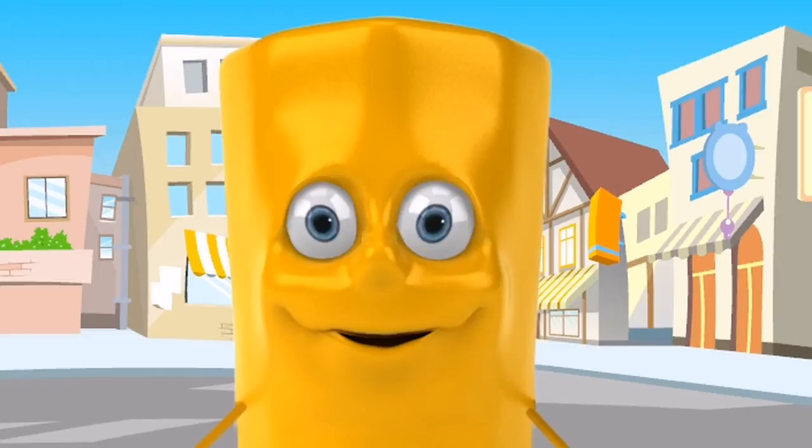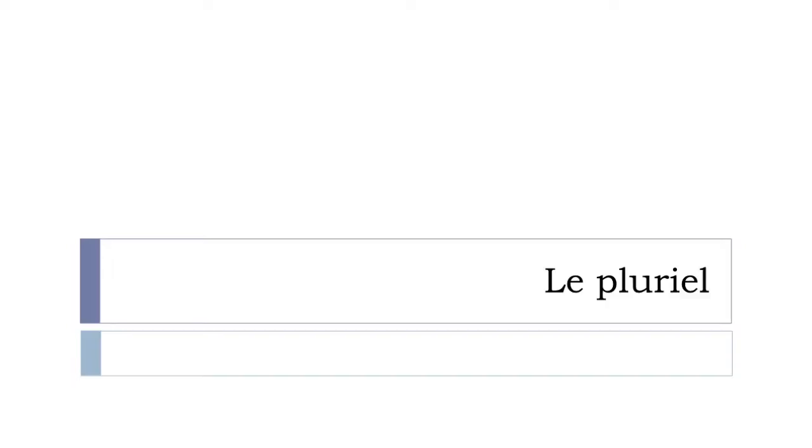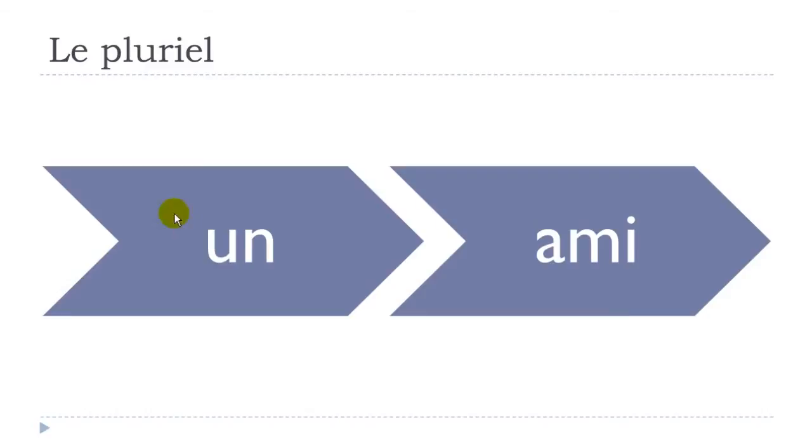And we'll discover together the plural form, how to construct or how to make a plural form. So it's le pluriel en français. So let's start now. We'll take this basic example: a friend, un ami.